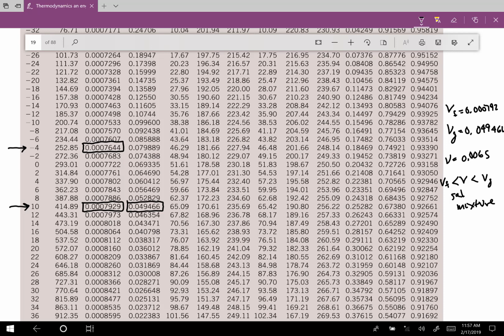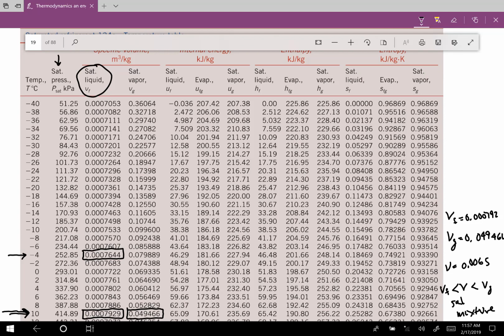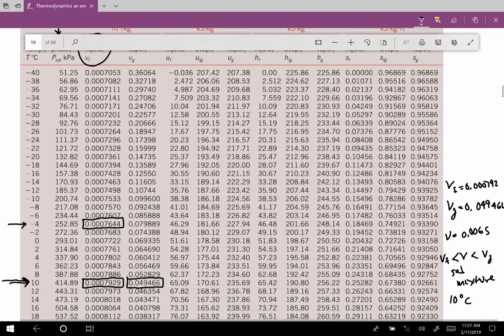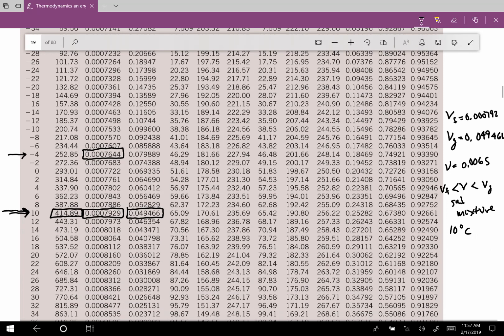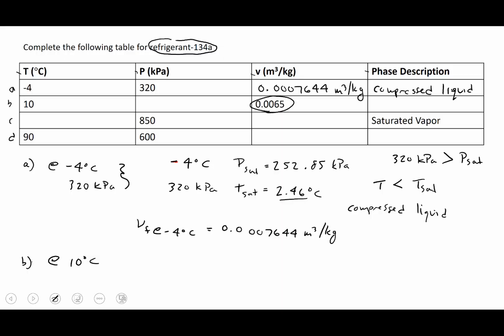So that means that since we have a saturated mixture, the pressure is the saturation pressure. So at 10 degrees Celsius, let's scroll up a little bit. We want to get the saturation pressure. At 10 degrees Celsius, the saturation pressure is 414.89 kilopascals. So P sat is equal to 414.89 kilopascals.